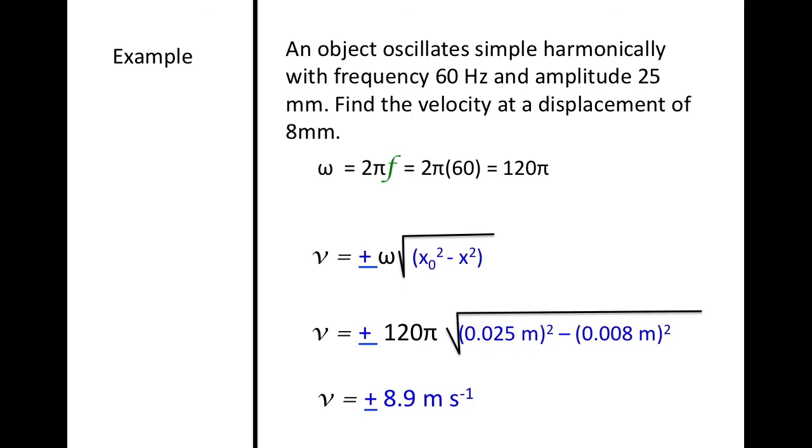We then take that answer and plug it into our velocity equation, and we also already know that our amplitude, or our highest point, is going to be 25 millimeters, and our displacement is going to be 8 millimeters. We do need to make sure that everything agrees and is changed over into meters. When you plug everything in and solve, you should get an answer of plus or minus 8.9 meters per second.